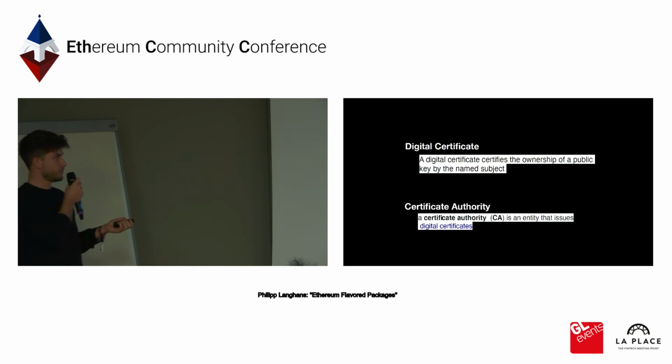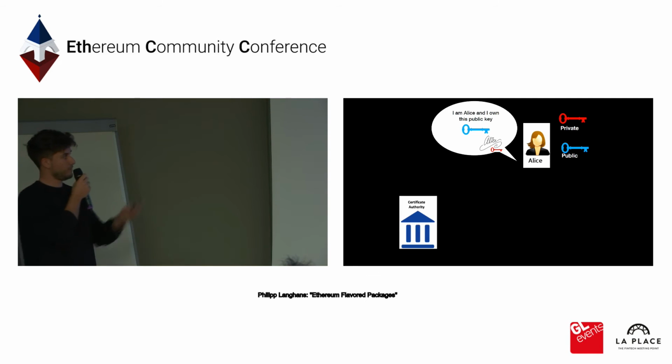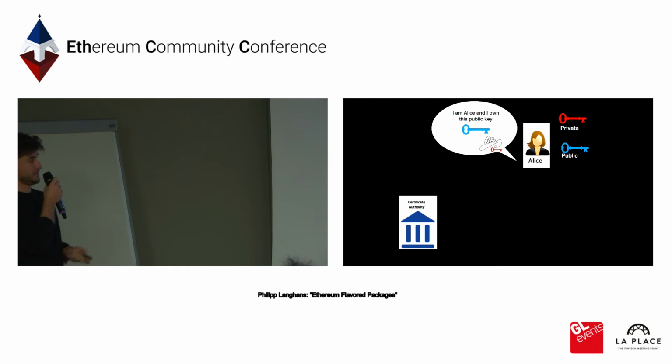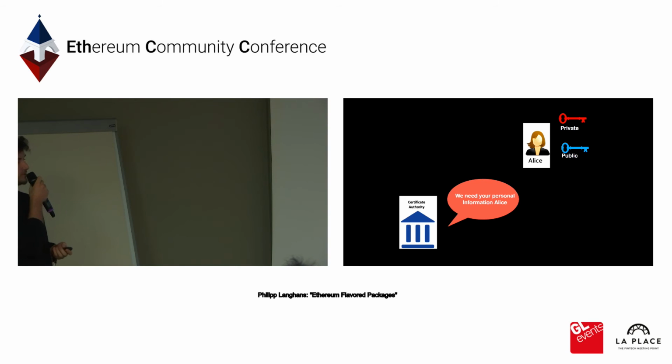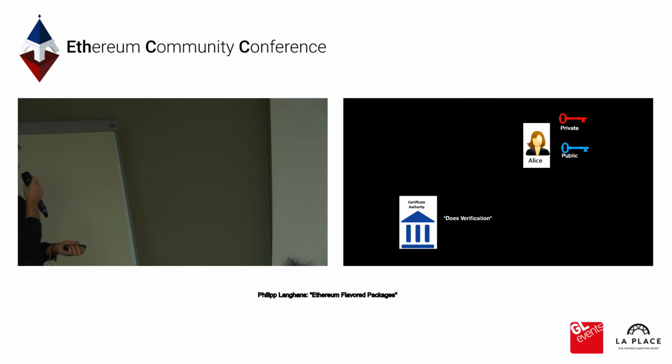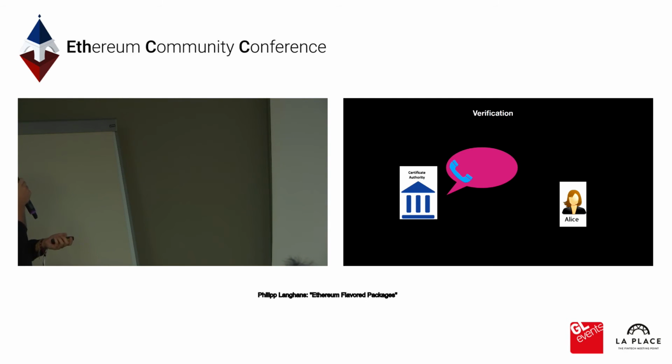So how does it look at the moment if you want to go through this process? Okay, let's assume we have Alice. Alice has a public and a private key, and she wants to make sure that everyone knows that the private key that is used for signing can be verified and can be traced back to her identity. So she will contact a certificate authority, and she will say, hey, I'm Alice, I own this public key, and she will probably sign this message with the private key. And then the certificate authority says, we need your personal information, Alice. And then Alice gives the certificate authority all her personal information that she wants to bind to the key. And then the certificate authority does some verification, and the verification can look like this. They will call based on the information that she provided. Are you Alice? Yes.